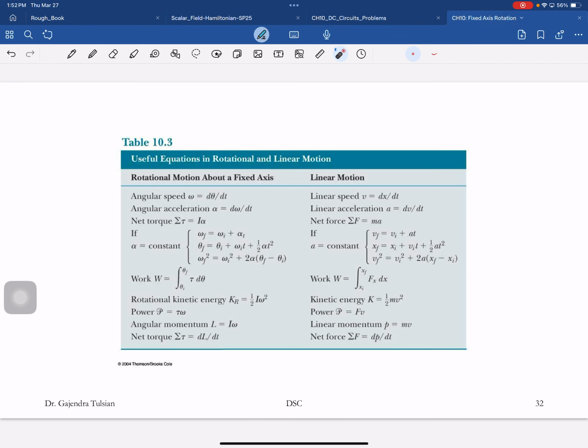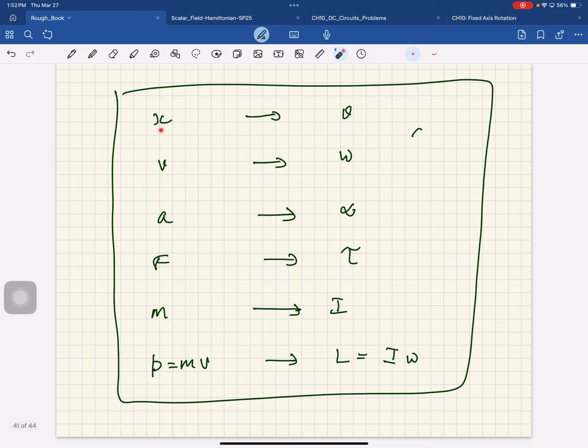These were the equations that you studied over the first 9 chapters. And here are the corresponding equations for angular motion. This was the replacement. You replace x by theta, v by omega, a by alpha, force by torque, mass by moment of inertia, linear momentum by angular momentum, P by L, and you get all the corresponding equations. All you have to remember is this recipe.